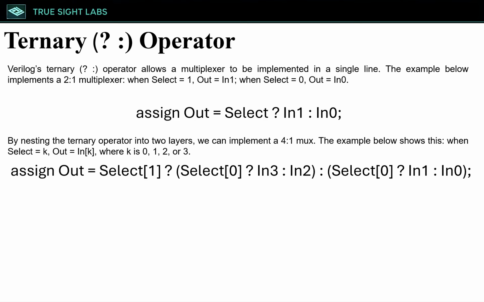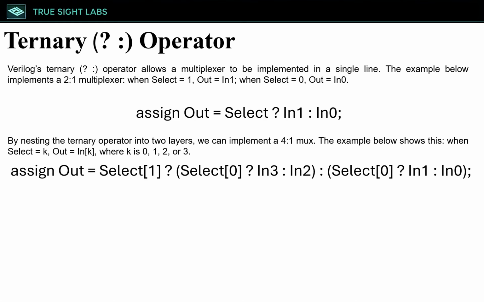So the final thing to discuss is the ternary operator. The ternary operator is a question mark paired with a colon. The ternary operator is used to implement combinational muxes in a single line. The example below implements a 2-to-1 multiplexer. When select is equal to 1, out is equal to input 1. When select is equal to 0, out is equal to input 0.